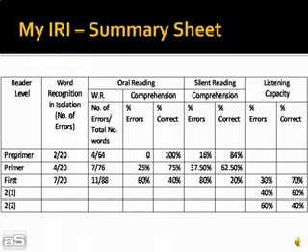Primer, when he read, he got 7 words wrong out of 76. His reading comprehension was only 75%, but the silent reading was even lower, 62.5%. First grade, when he was reading, he got 11 words wrong out of 88. His reading comprehension was only 40%, and his silent reading comprehension was even lower at 20%.